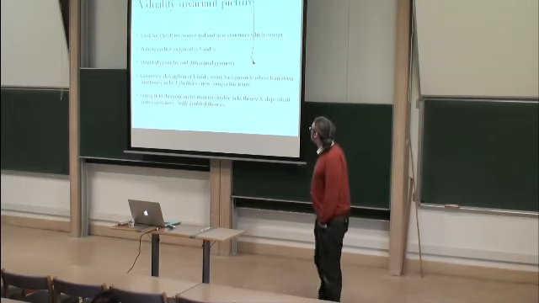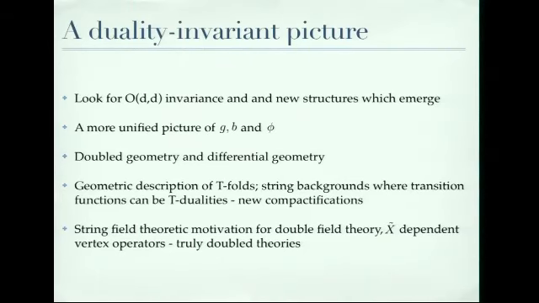Okay, so we're looking for a duality invariant picture, and we want to introduce this O(d,d) invariance and look for what kind of new structures can emerge when we start speaking in terms of this O(d,d). It's a more unified picture of the massless NS-NS modes of the string: the metric, the B-field antisymmetric Kalb-Ramond tensor, and the dilaton. So in some sense they're treated more equally, and we have some double geometry, which is not just the geometry of G, but also of the antisymmetric tensor and the dilaton as well.